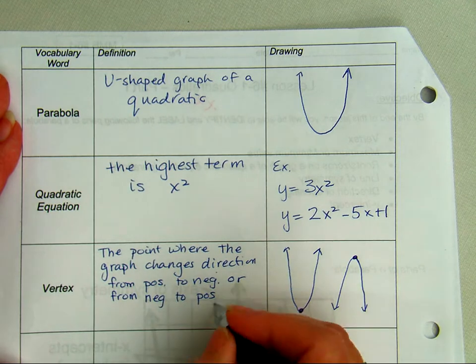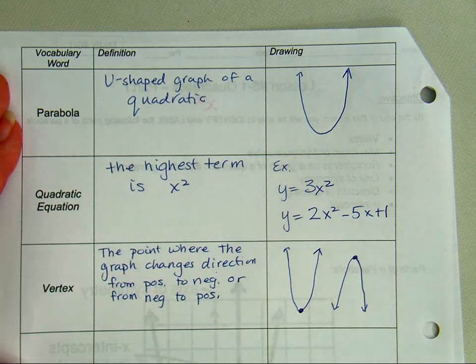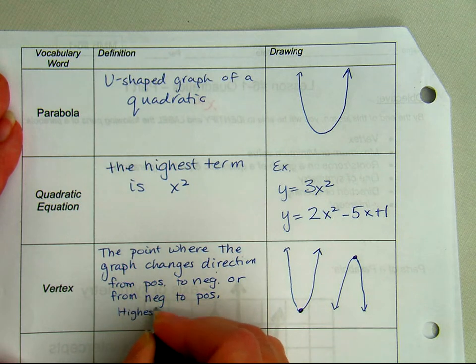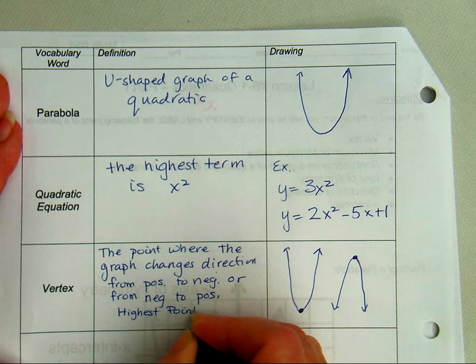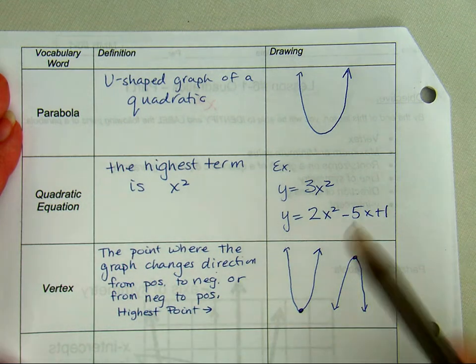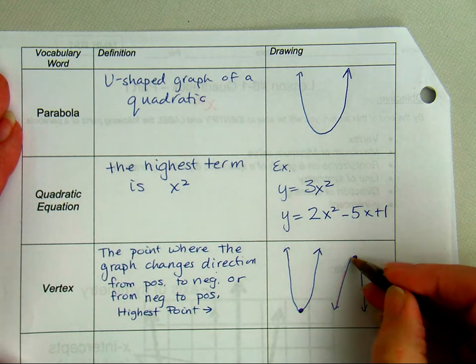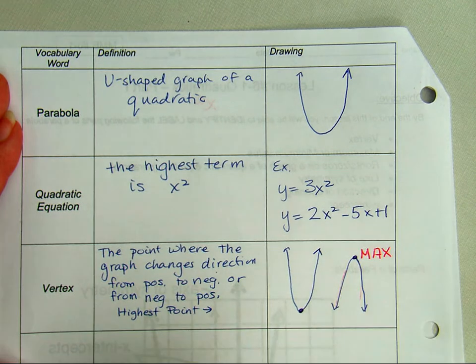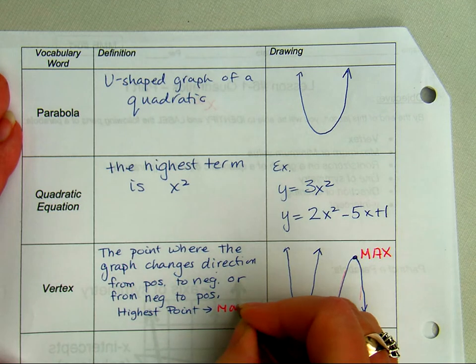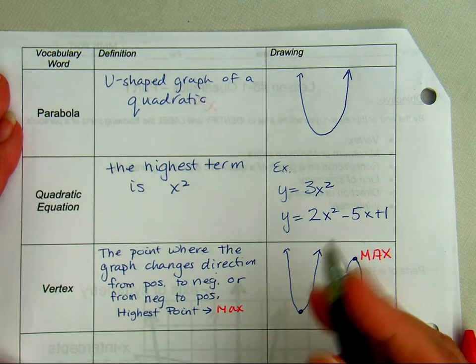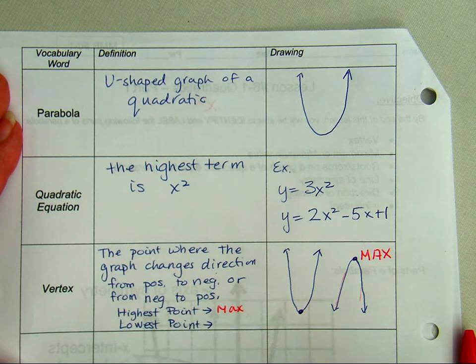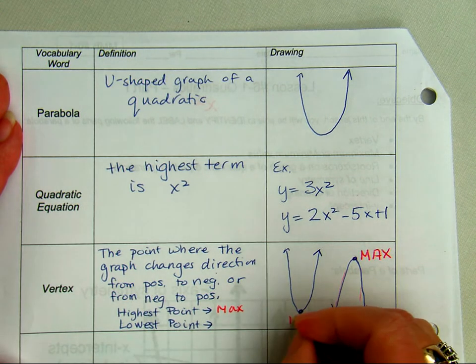And I've shortened those words. If it's the highest point, and let me show you, like on this one, it goes up here, it hits the highest, and it starts going down. This one is called the max. And that stands for maximum. The maximum value. When the vertex is the lowest point, then it's called the minimum, or the min.